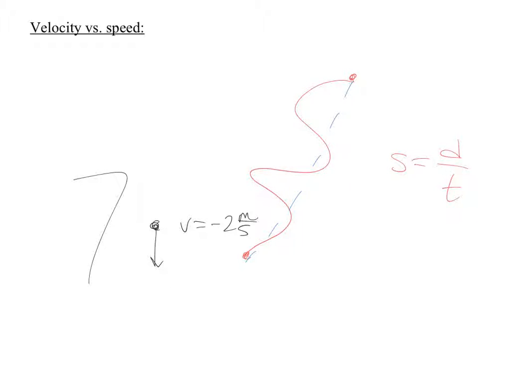Not 0. It's moving, right? It's moving down. But what's the speed? How does the speed differ from velocity? It's just 2 meters per second. Positive, you could say, yeah. Remember, speed does not matter which way you're moving.